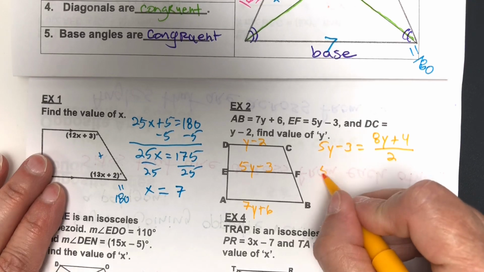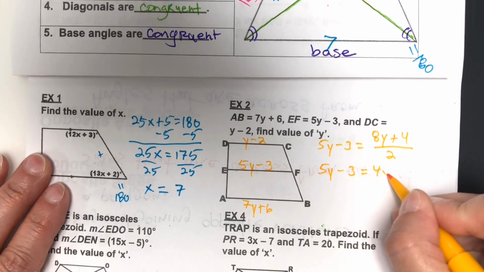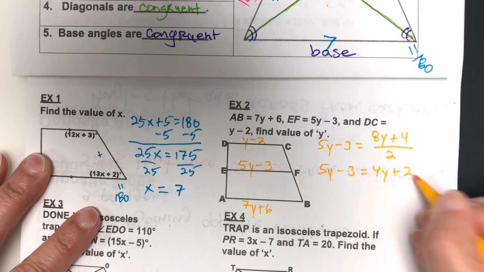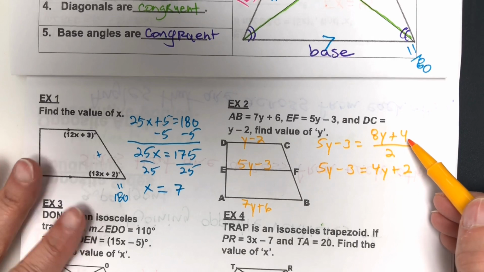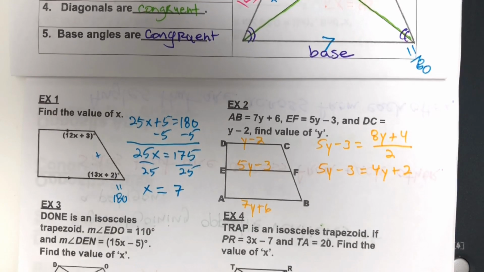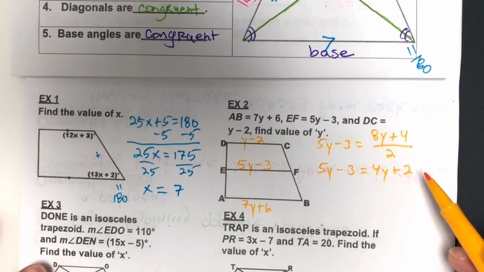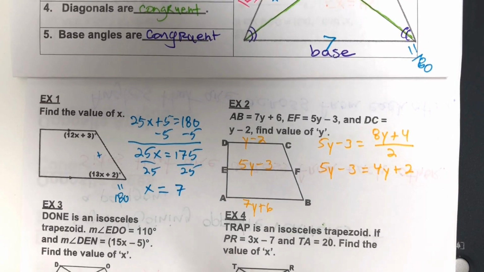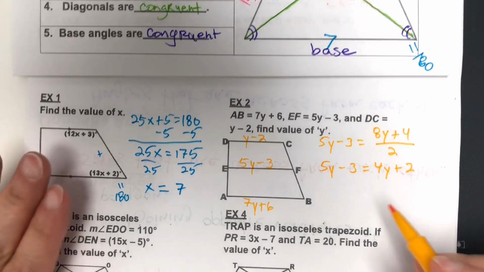So this is 5y minus 3 equals 4y plus 2. Simply divided both of these by 2. Or you could think of it, I distributed 1/2. However you like that, okay? That's something you could use your photo math on. There you go. Solve for y.